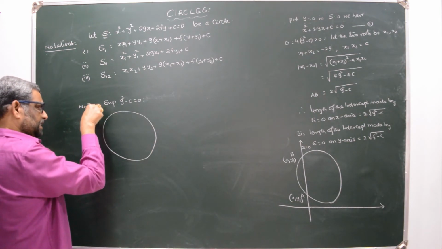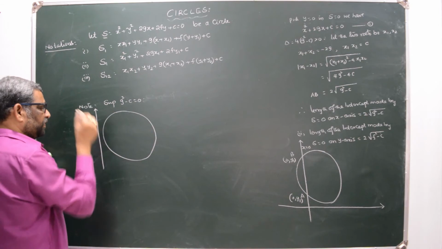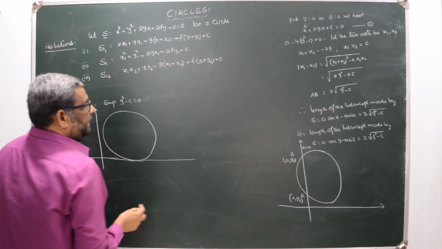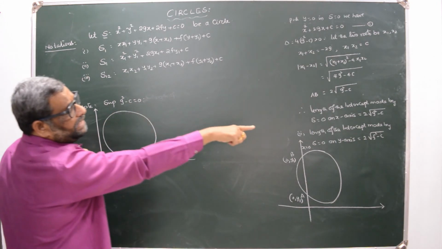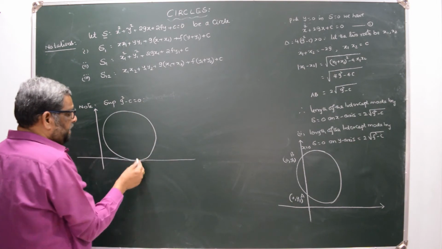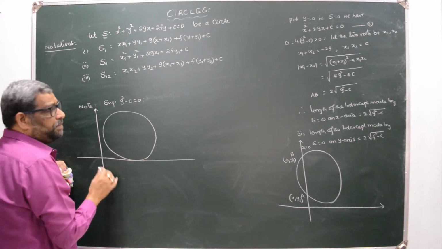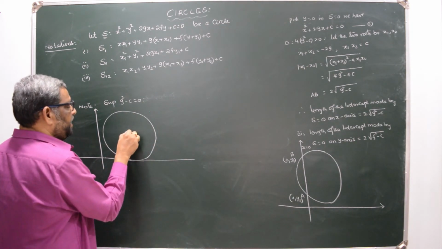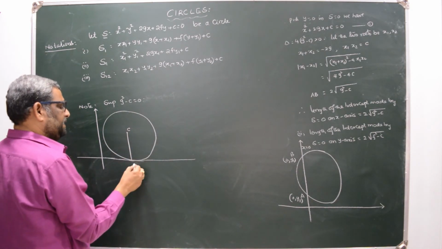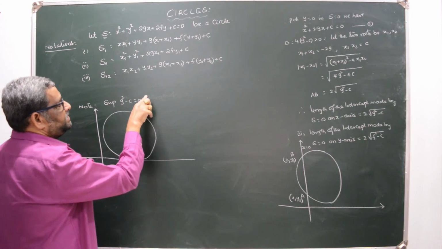This is the y-axis, this is the x-axis. If g square minus c equals 0, the length of the intercept made by the circle on the x-axis is 0. That means the two points A and B are coincident. When A and B are coincident, the circle touches the x-axis.